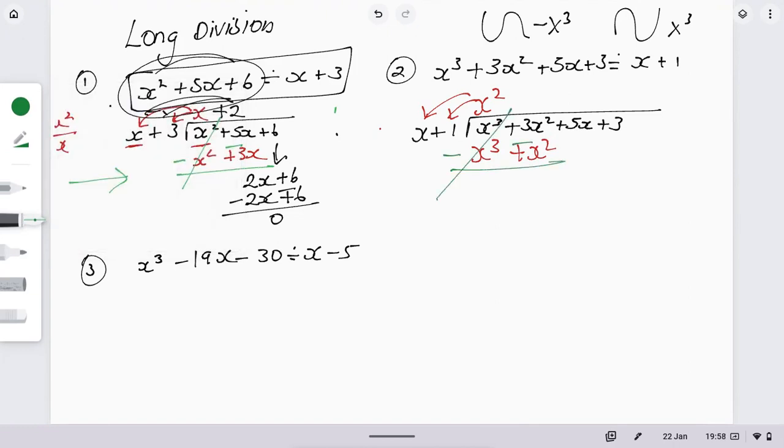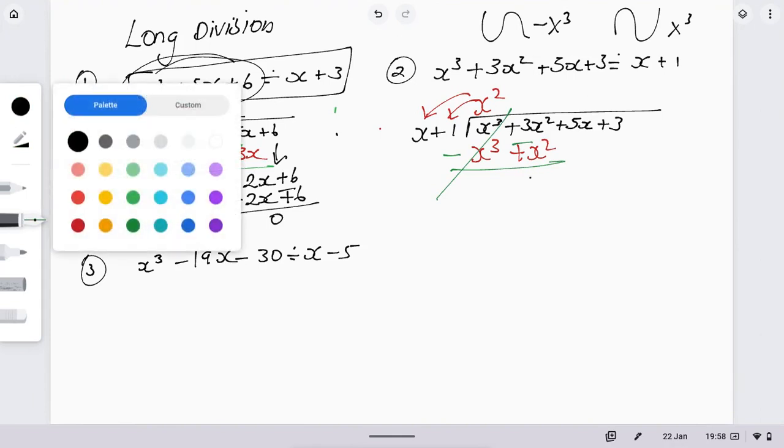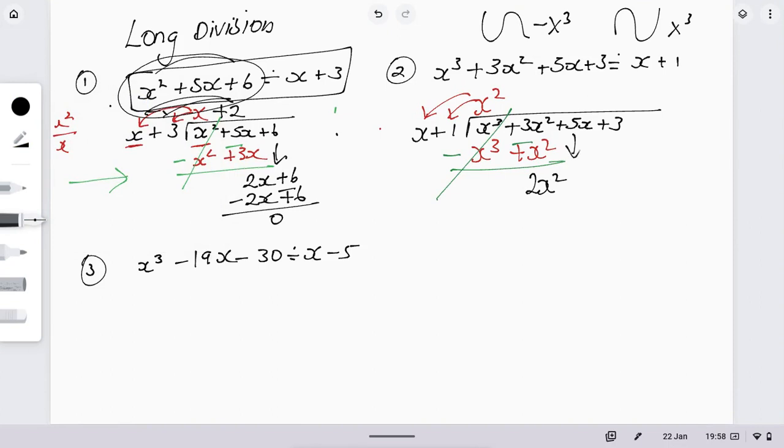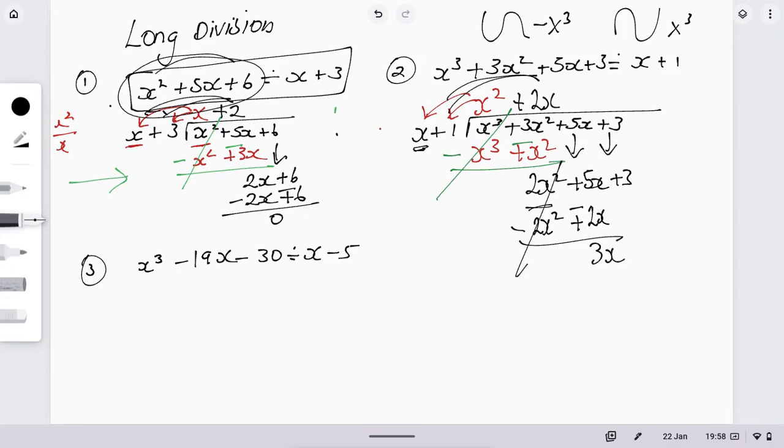There you go. So what have we got now? 3x squared minus x squared gives me 2x squared. And I bring down both of these terms, plus 5x plus 3. Repeat it once again. What do you multiply x by to get 2x squared? 2x. Multiply it down. 2x times x gives me 2x squared. 2x times 1 gives me 2x. Draw the line, change the signs. There you go. 5x minus 2x is 3x. Bring down your remaining term, plus 3.